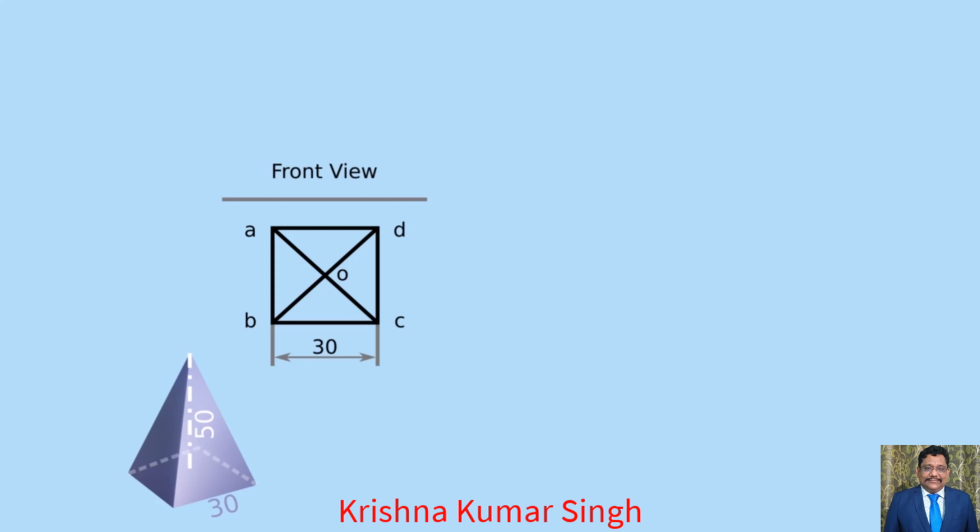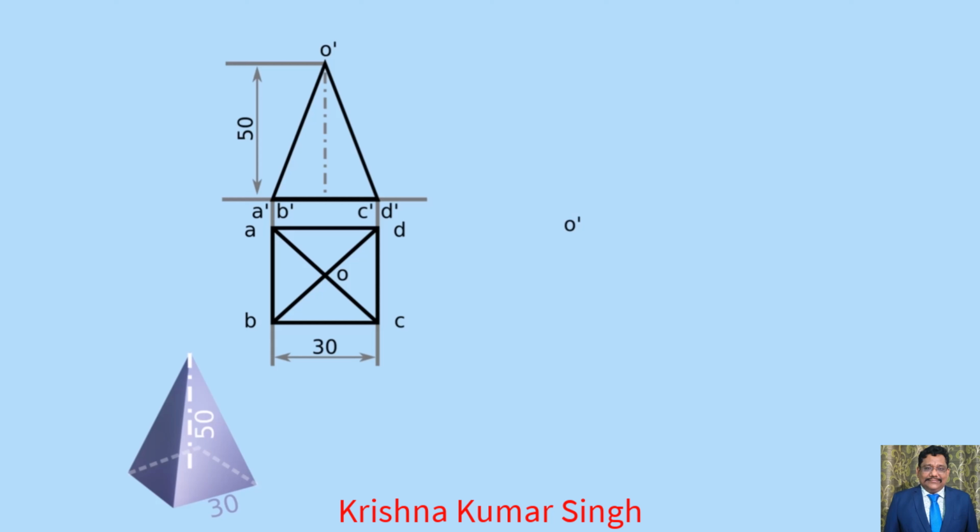Now draw the front view. The front view of the square pyramid is a triangle, having its base on XY and axis length 50 mm. Width of the triangle can be obtained from the top view by extending the construction lines. Shift the points A', B', C', D' and O' on the front view. Here, step 1 gets completed. Now it's time for step 2, that is development. To start the development, shift point O' anywhere on the right side of the development. Now measure the length O'A' from the front view and draw OA on the development.